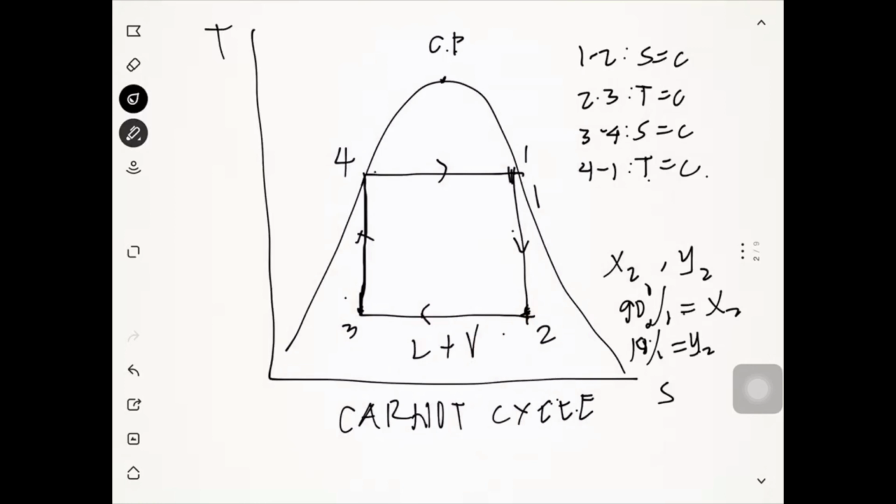So in short, the Carnot cycle is impossible. It cannot be used in the vapor power cycle.